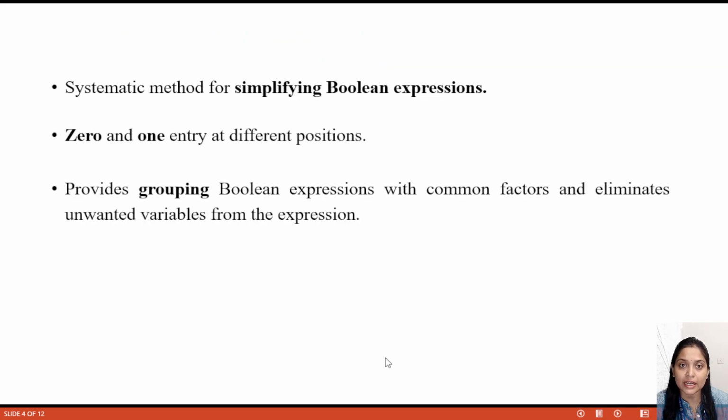Now it is the simplification of a Boolean expression. I have already said that you have to enter 0 and 1 values in different positions, and then group all the ones or all the zeros based on the SOP and POS expression. Grouping is basically done using pair form, quad form, or octet form. How you will group, I will discuss later.